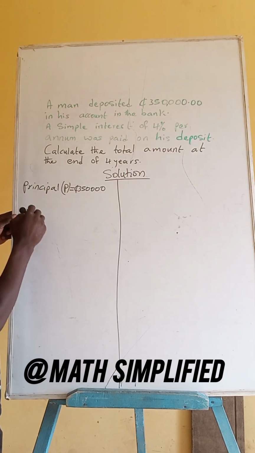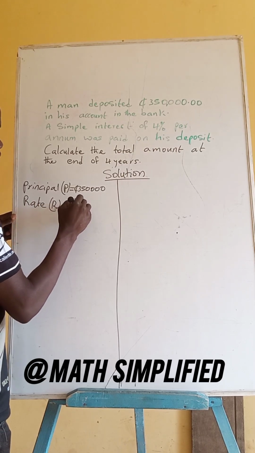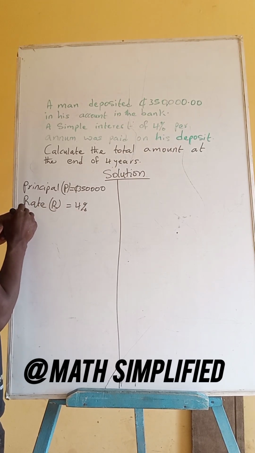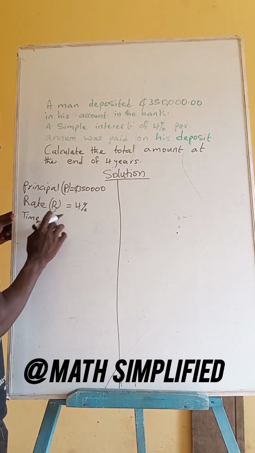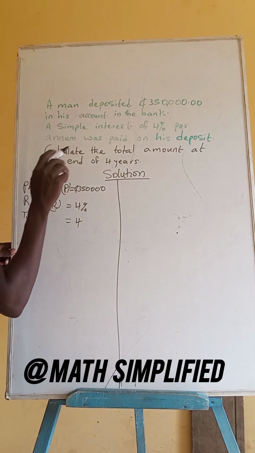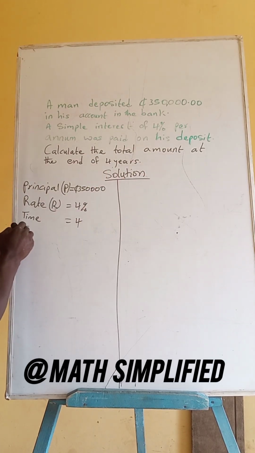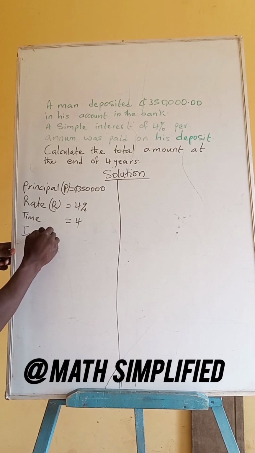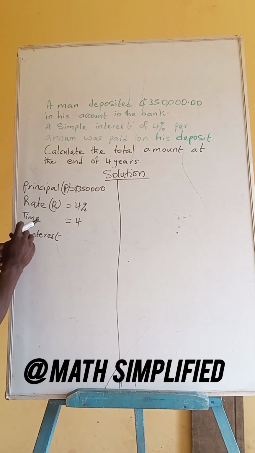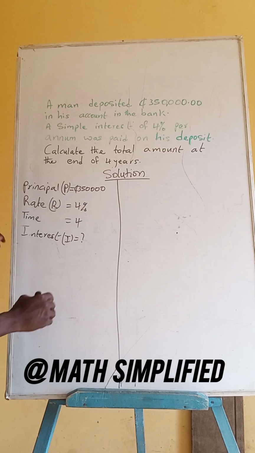The percentage is what we call the rate. Use R to represent rate, which is 4%. Time is 4 years. We are calculating for 4 years, so the time should be 4 years. And we need to know the interest before we can calculate the amount at the end of 4 years. So the interest, let's say interest I, is equal to question mark.